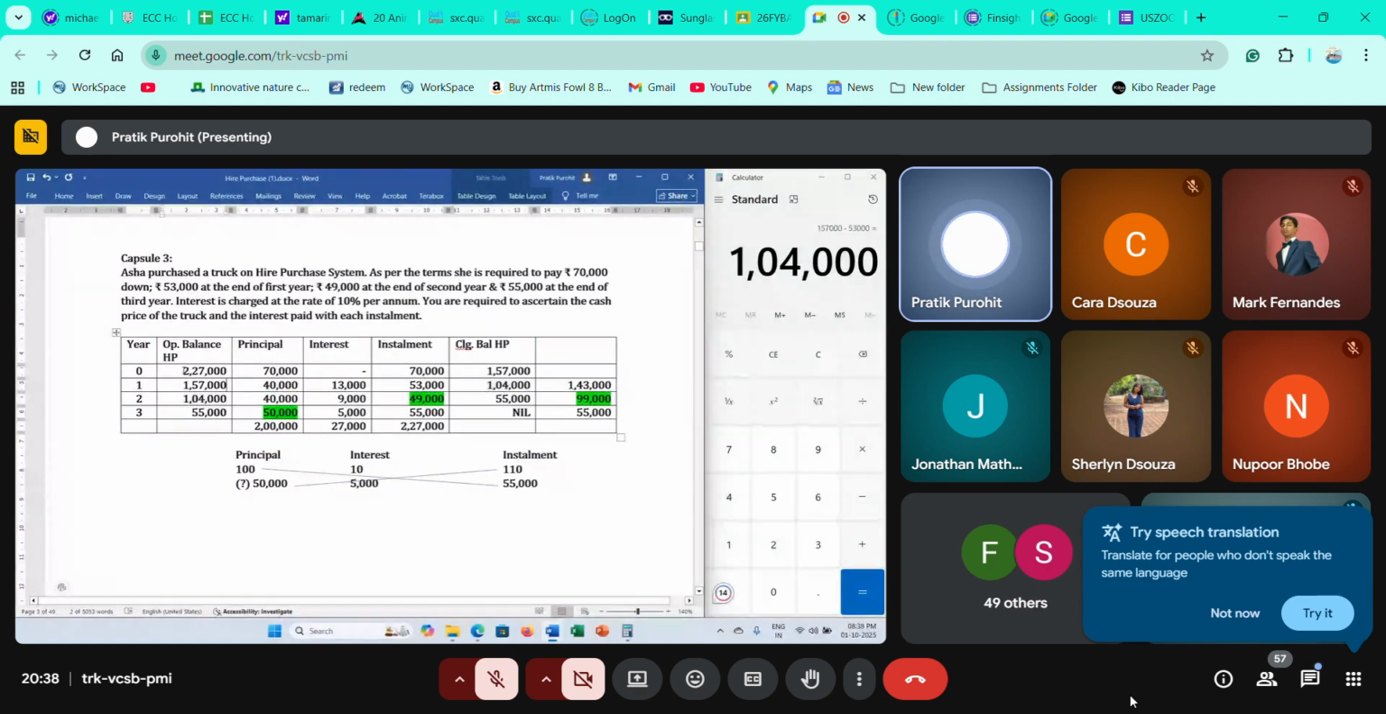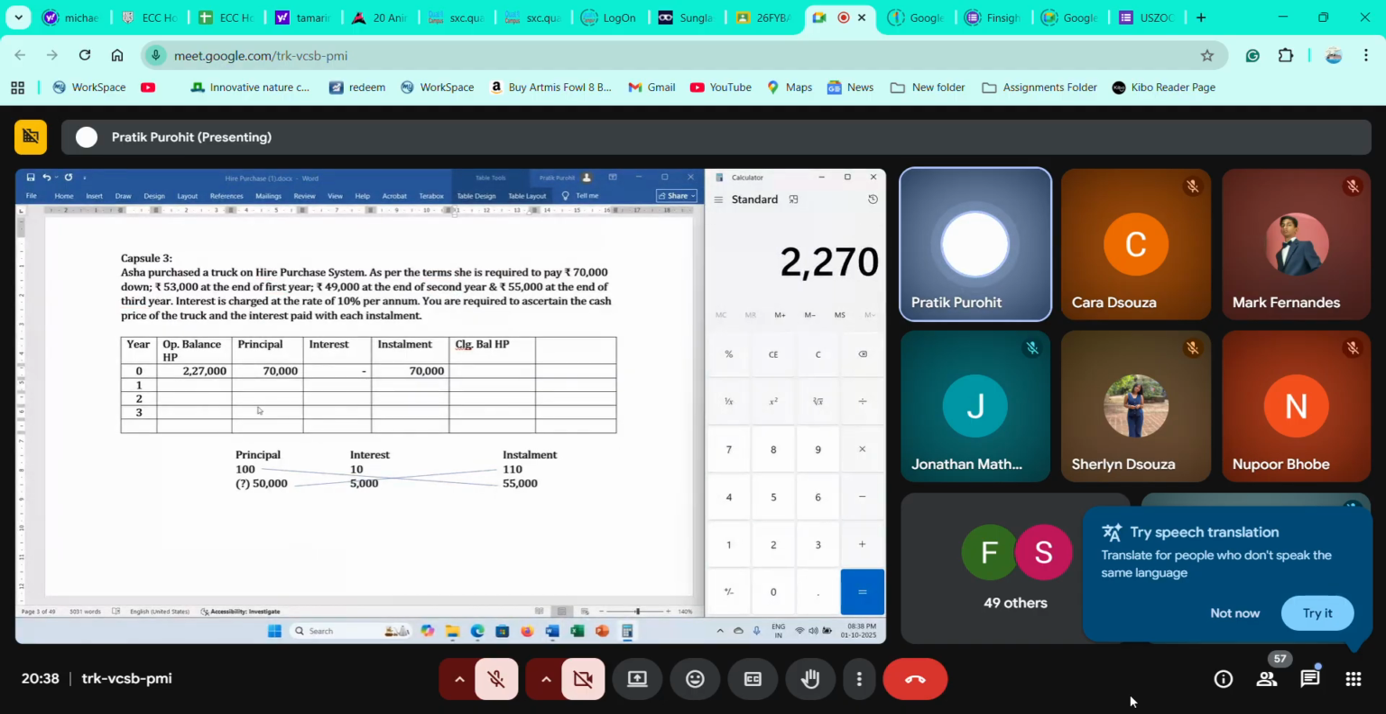So in short, let me do one thing. I will erase this entire thing and put up everything again so that you understand how the things are coming. So you had 227. I hope you remember 227. You're making down payment of 70. There is no interest in this, so installment is also 70. So closing becomes 227 minus 70,000, which comes as 1,57,000. Now this 1,57,000 gets transferred here.